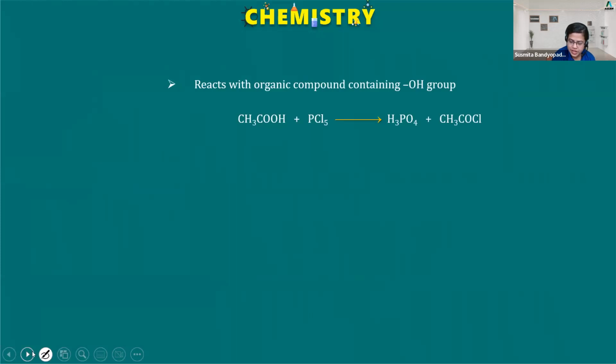Yes. So PCl5 basically prepares or produces acid chlorides from acids.